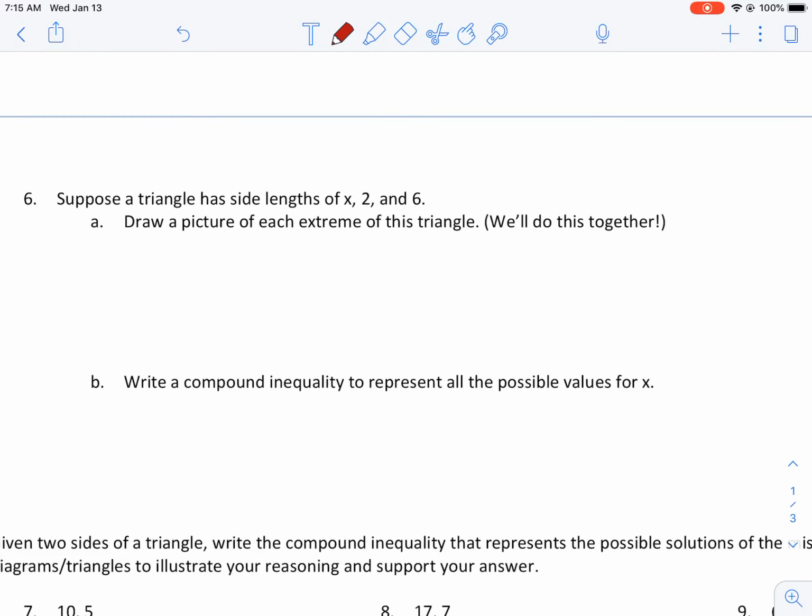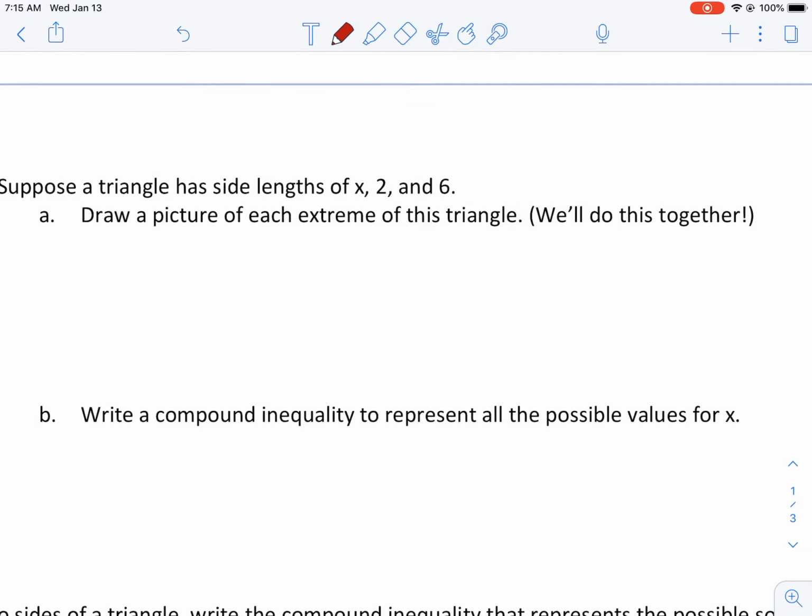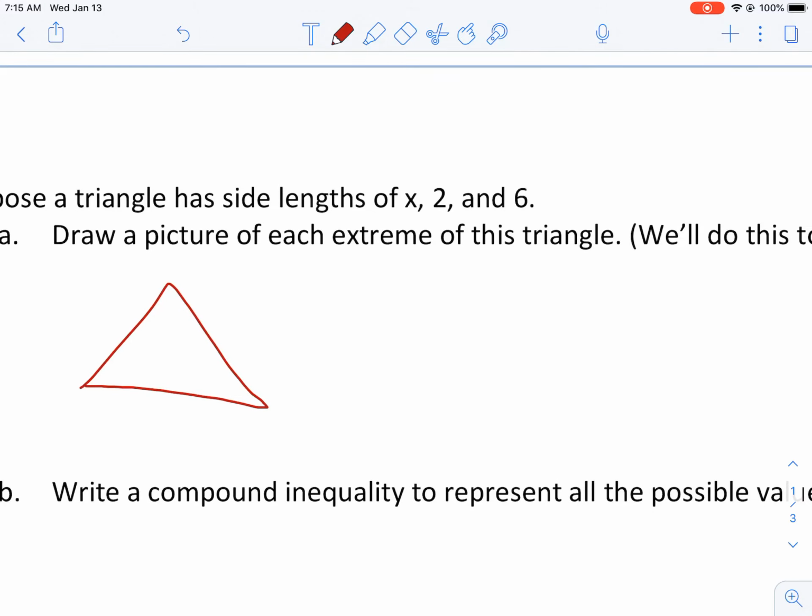Let's keep going. Suppose a triangle has side lengths of x, 2, and 6. Draw a picture of each extreme of this triangle. Okay, so this is the big part, right? When it says extreme, it means the low end or the high end. So if we look at this triangle, what's the lowest it could be? The lowest it could be would be whatever number makes these 2, since 2 is less than 6, equal to 6. So that would have to be 4, right?